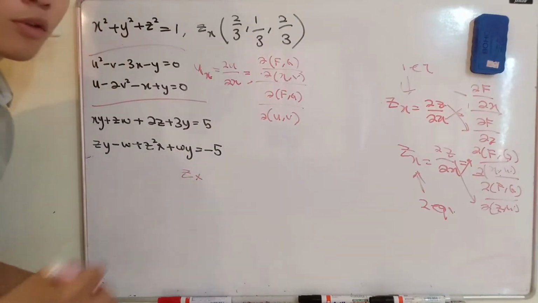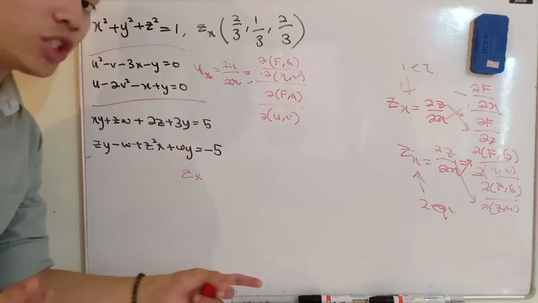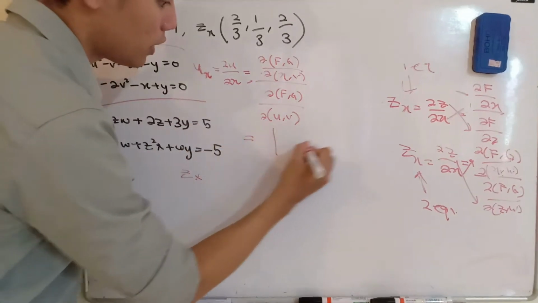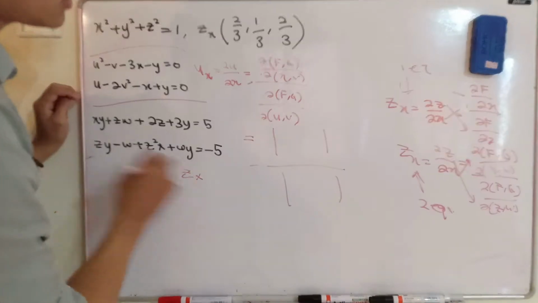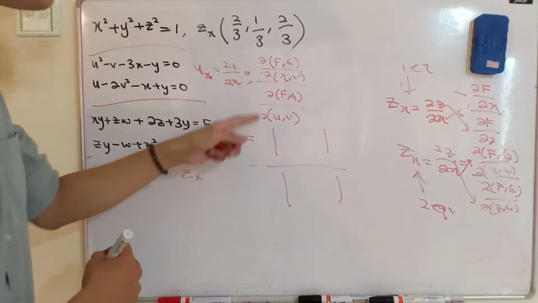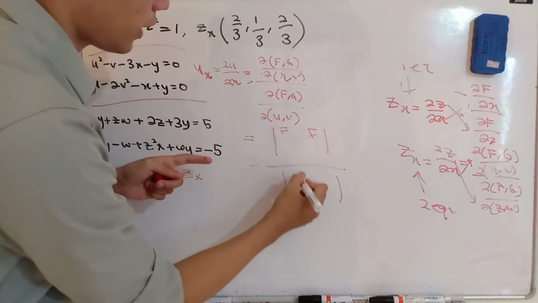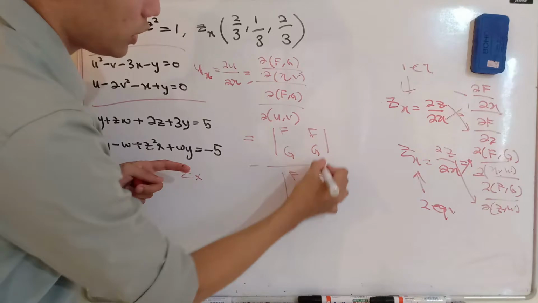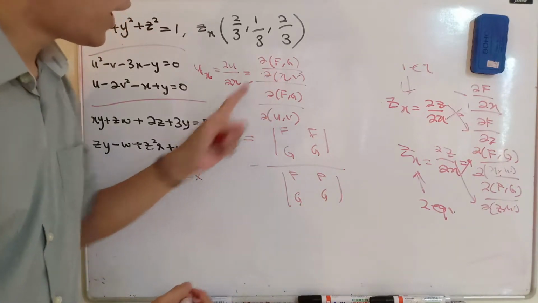After that, for the two equation case, you need to make a table like this, like a determinant table. Okay, determinant like this one. After that, you put your f, g, and so on.